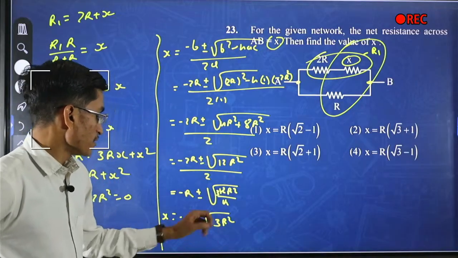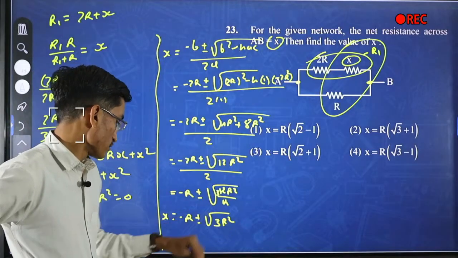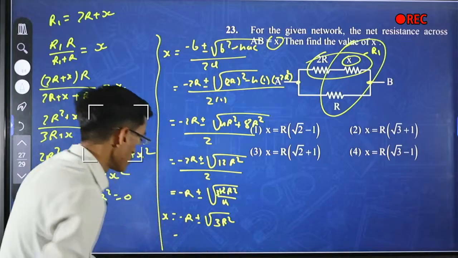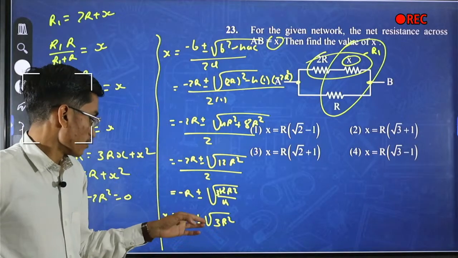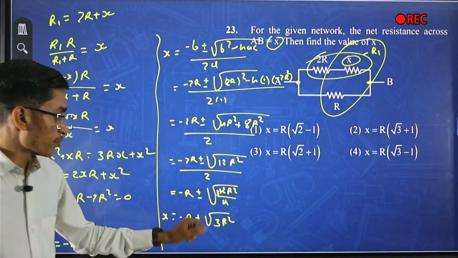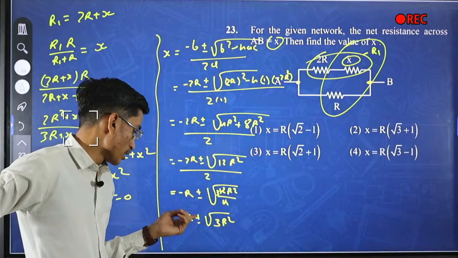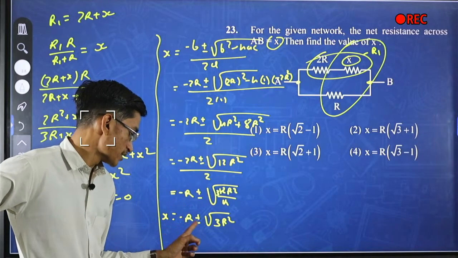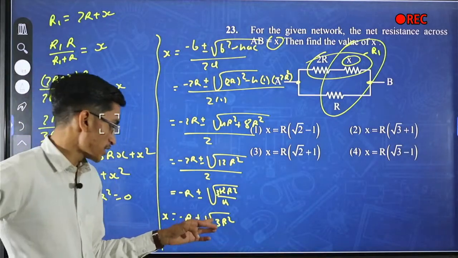So root of 3 will become 1.73. So 1.73r from the minus r. Simplify plus or minus root 3. Value of root 3 is 1.73, and if we consider plus, then answer will be positive, and if we consider minus, then answer will be negative.